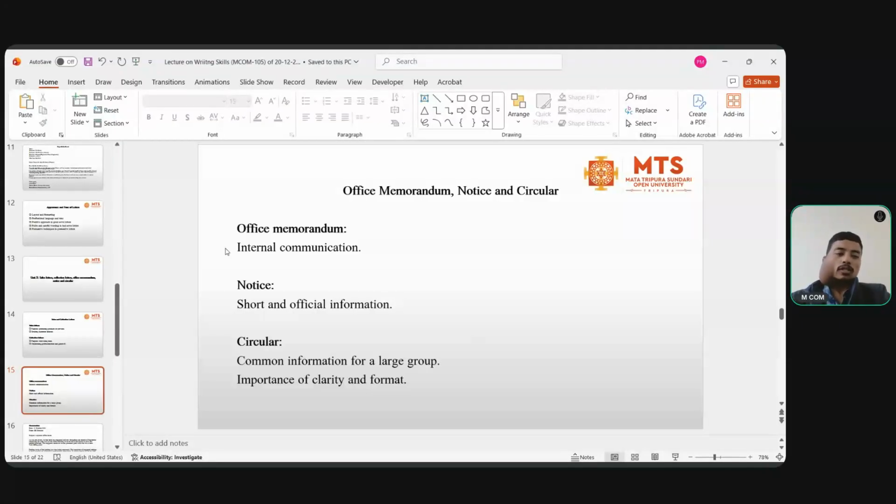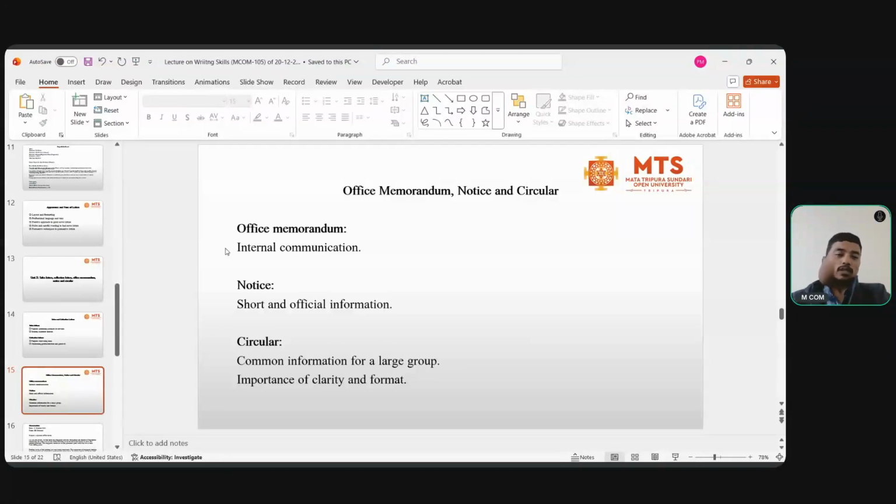So the language should be simple, formal and easy to understand. So good writing in memos or memorandums, notices, or circulars ensures smooth internal communications and avoids confusion. Okay, this is all about office memorandum and notice.